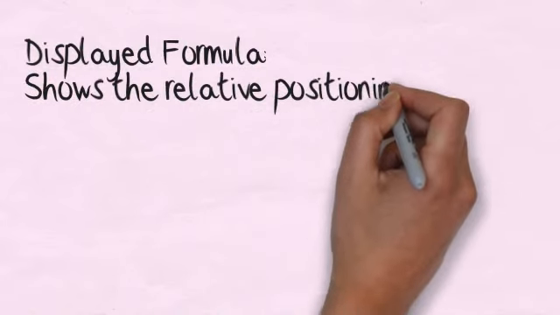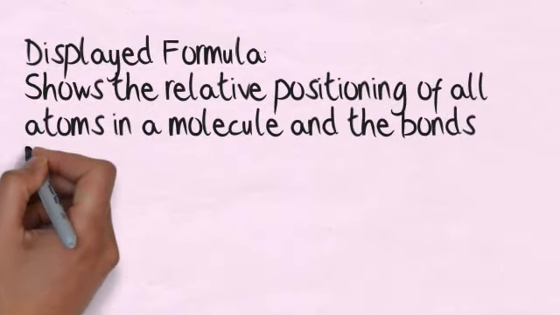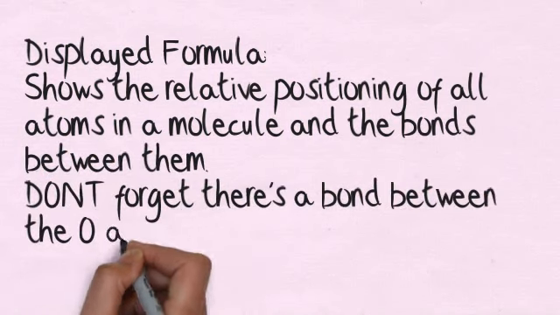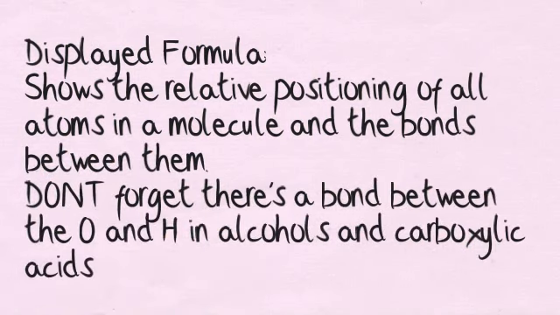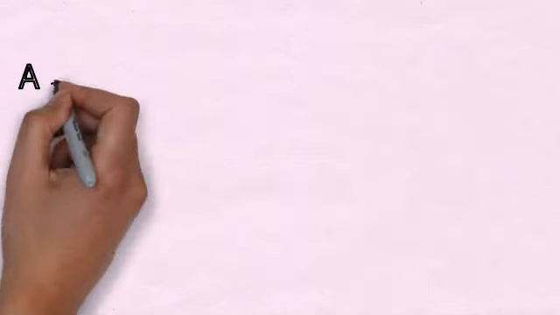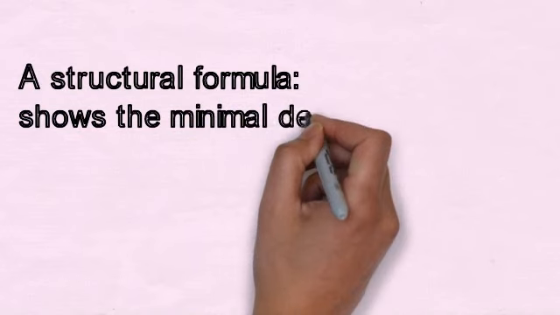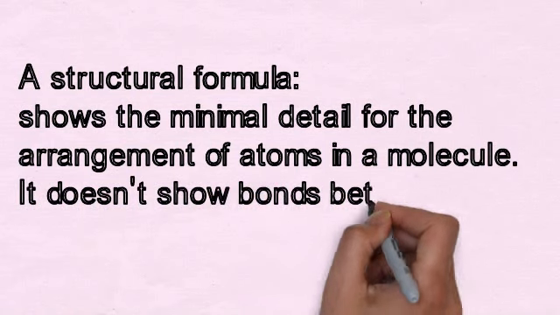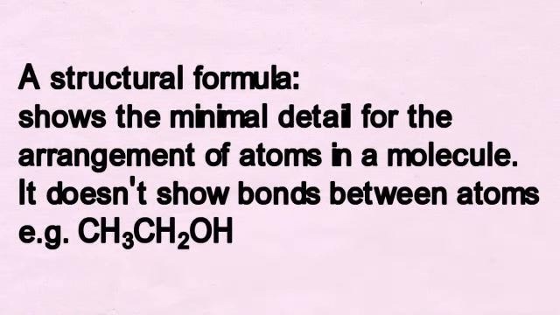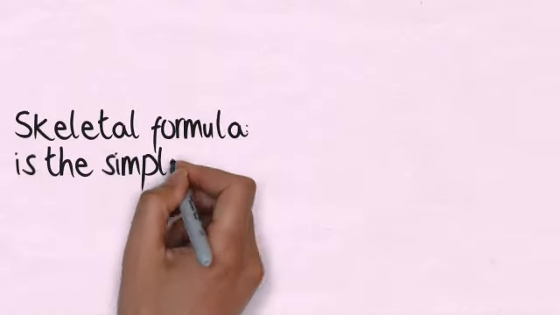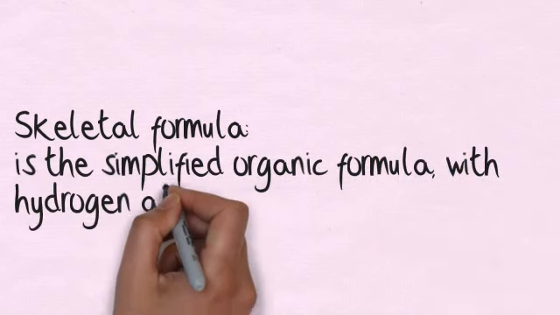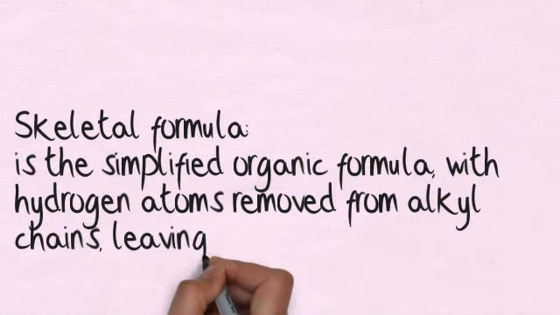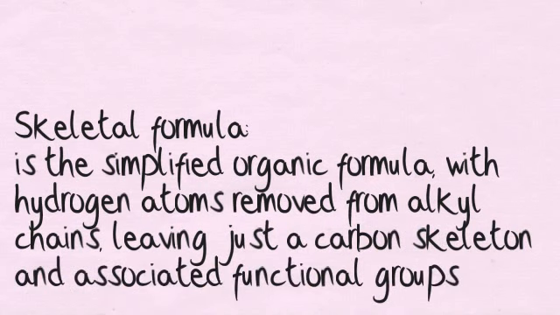Displayed formula. This shows the relative positioning of all the atoms in a molecule and the bonds between them. Don't forget there's a bond between the O and the H in alcohols and carboxylic acids. A structural formula shows the minimal detail for the arrangement of atoms in a molecule. It doesn't show bonds between atoms. Skeletal formula. This is the simplified organic formula with hydrogen atoms removed from alkyl chains, leaving just a carbon skeleton and associated functional groups.